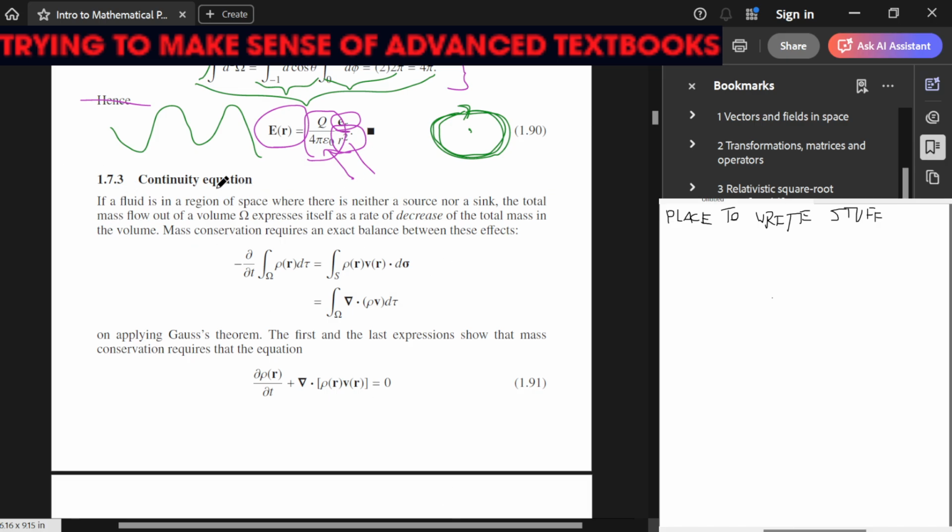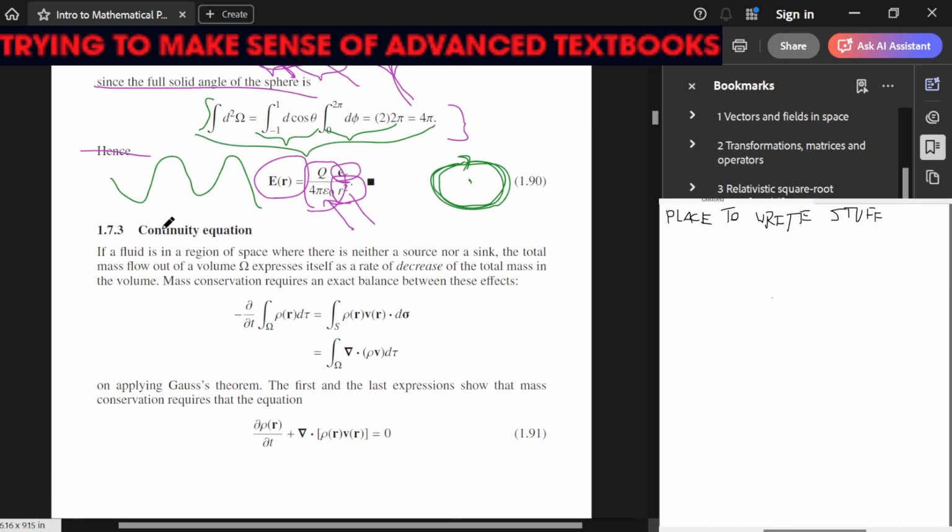Okay, continuity equation. If a fluid is in a region of space where there is neither a source nor a sink, the total mass... they didn't define sink, I'm just going to say that. I guess they assume we know what a sink is. I think I know what a sink is. It's just the opposite of a source. It steals the flow, like a black hole or something.